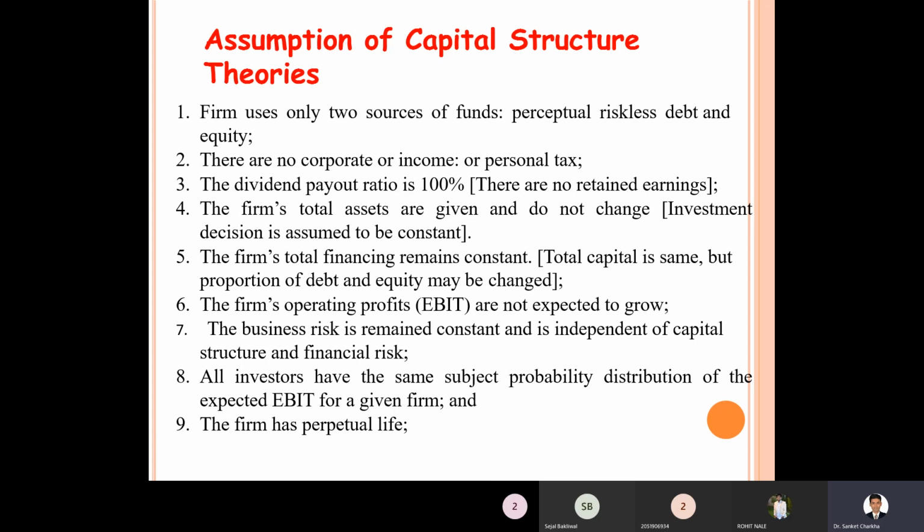There are no corporate taxes, income taxes, or personal taxes. So there is no inclusion of any types of taxes in the picture. Concerning the dividend payout ratio, it is 100%, which means that no amount is set aside by the organization in terms of general reserve or retained earnings.